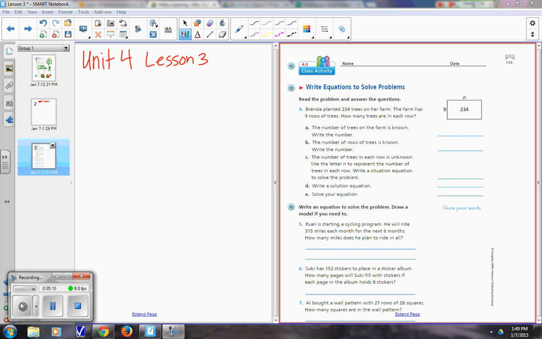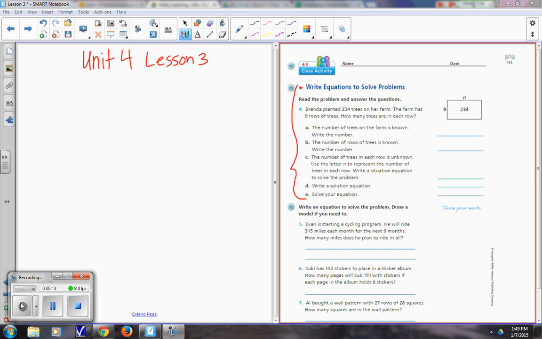So we're going to read through here at the top of 144 this question, and it's broken down the steps. So we're going to read the problem and answer the questions. So Brenda planted 234 trees on her farm. The farm has 9 rows of trees. How many trees are in each row?